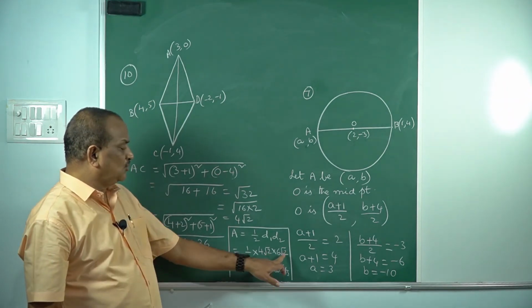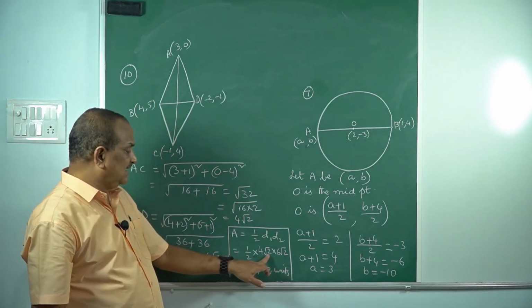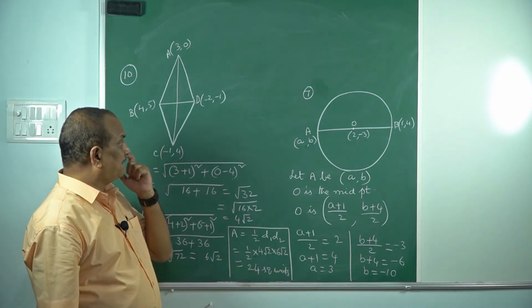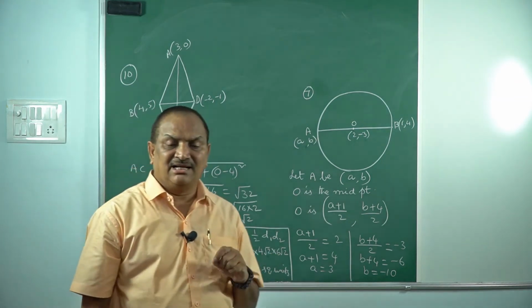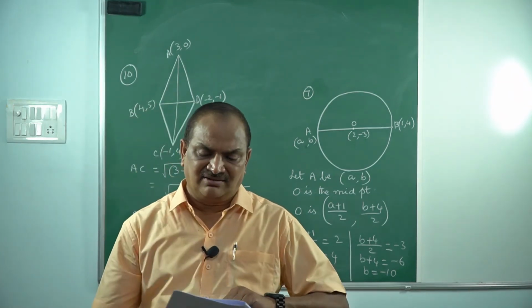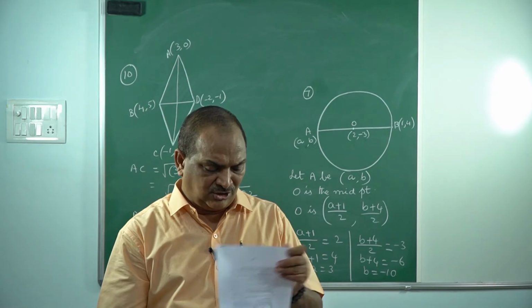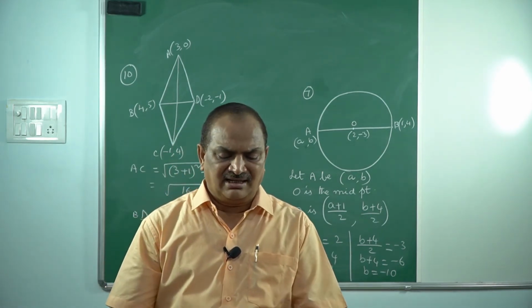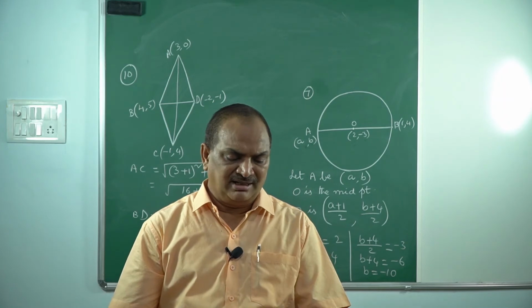Root 2 times root 2 is 2, and that 2 gets cancelled with this 2. So 6 times 4 is 24, which is the answer. So we have determined the area of the rhombus given all four vertices, and that is our exercise 7.2. And now I have another formula, of course, to be derived.